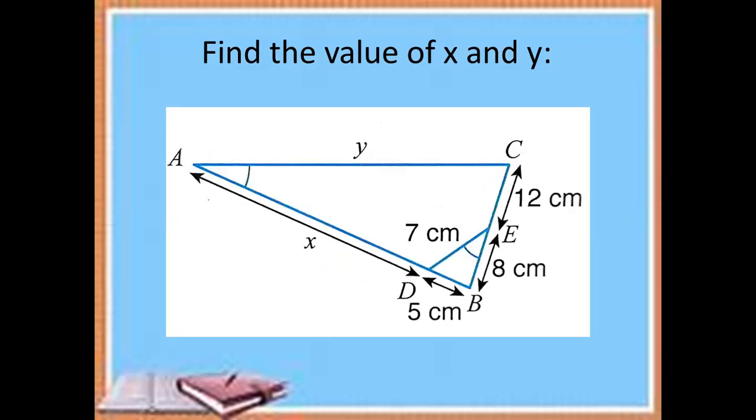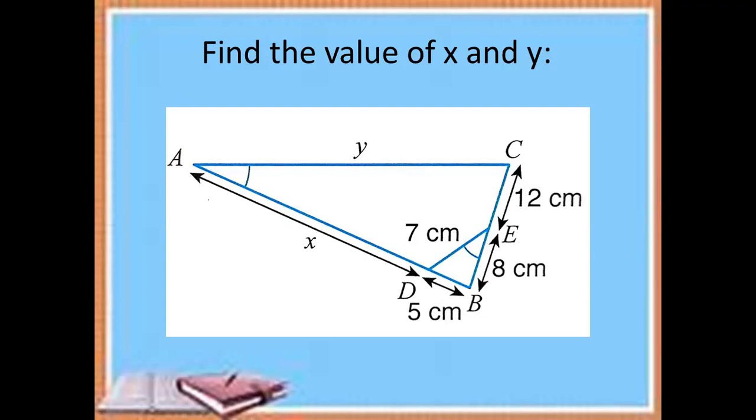All right, so this is question number 3. Find the value of x and y. Okay, so analyze the triangles carefully. You have 5 minutes to answer that one. There are 2 missing sides there. Identify the value of the 2 sides, x and y. All right. You have 5 minutes to solve.